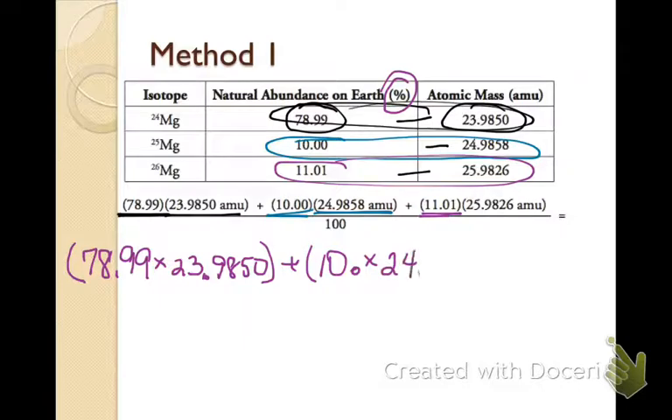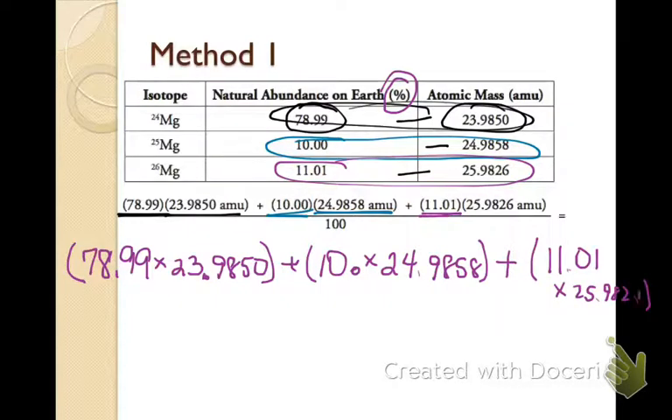Then 24.9858, close out that parenthesis, do the plus sign, another parenthesis, 11.01 times the 25.9826, keep going, close out that parenthesis, then press the enter button. Alright, and then your division sign. Don't forget to divide by that 100.